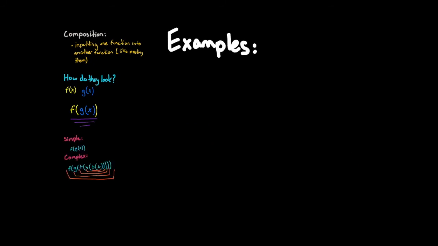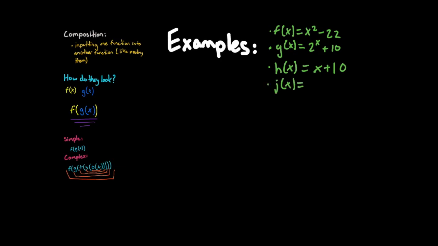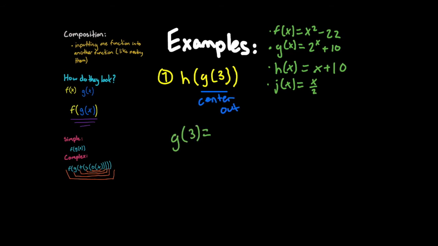So let's look at two examples. Let's first look at the functions that are given to us. In this case, f of x equals x squared minus 22, g of x equals 2 to the x plus 10, h of x equals x plus 10, and j of x equals x over 2. And then they're asking us to solve for h of g of 3. Again, we want to start from the center, or middle out. So we'd first solve for g of 3, which is the same as saying 2 to the 3 plus 10, which is 8 plus 10, which is 18. So g of 3 is 18.